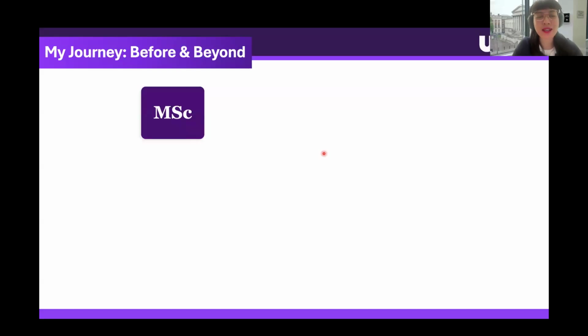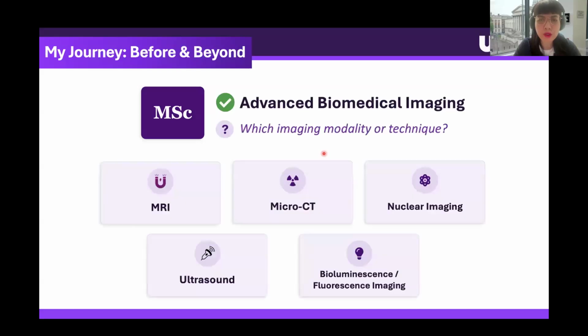One thing that I really like about this MSc, from my own perspective, is that it doesn't force you into one box immediately. It's going to expose you to a wide range of imaging modalities and techniques. You have MRI, you have micro CT, you have nuclear imaging, you have ultrasound, bioluminescent, fluorescent imaging. So for someone like me who likes crossing between machine, medicine, and data, that was the kind of environment that I wanted, because it gives me a chance to explore before choosing what excites me the most. So I don't want to make a wrong decision. I just want to explore all the possibilities that I have.